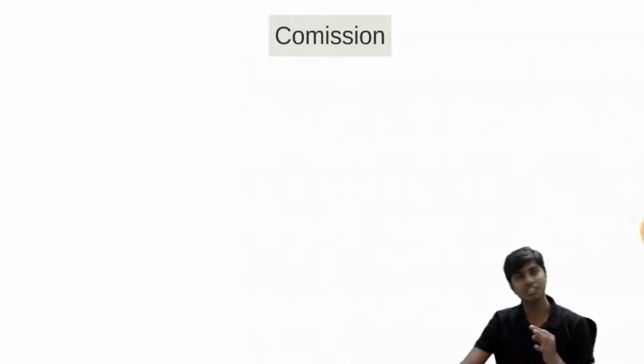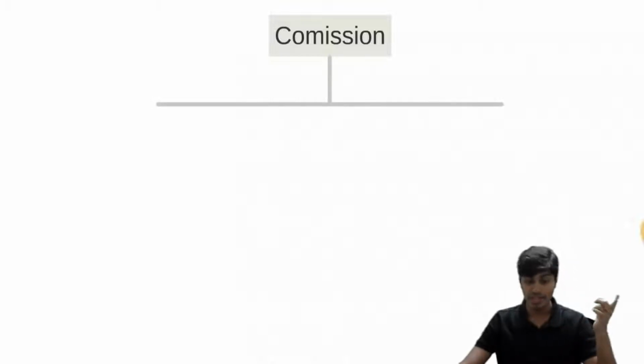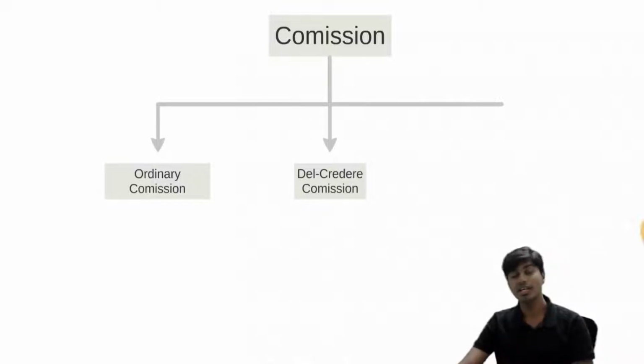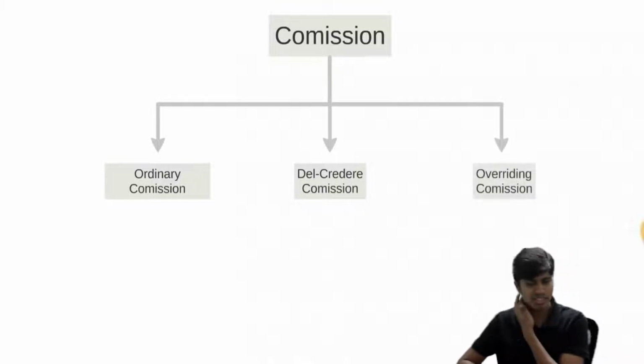Now, what is this commission? How can it be computed? What are the forms of it? That is what we're going to learn. Commission is basically of three types. How many types? Three types. Number one, ordinary commission. Number two, del credere commission. Number three, overriding commission. These are the three forms of commission which are discussed under the topic of consignment.